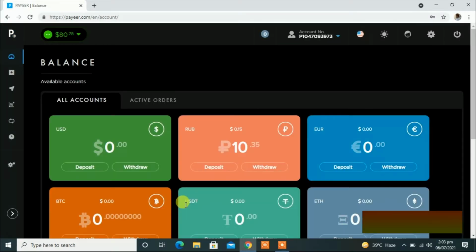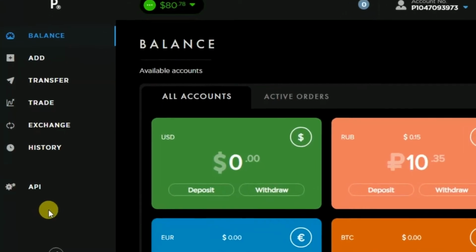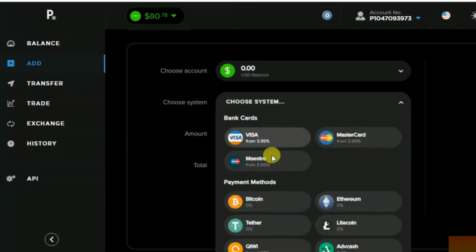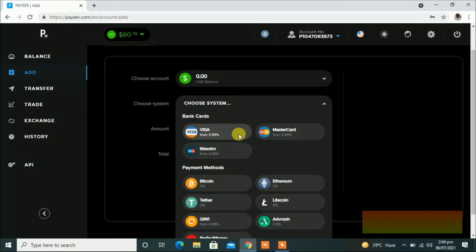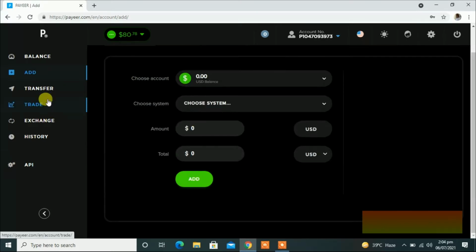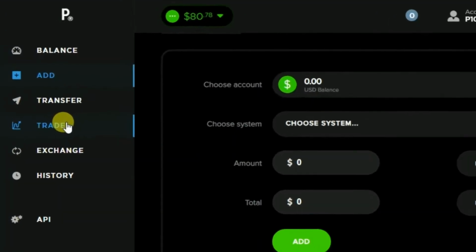After creating an account in Payeer, you will need to deposit some money to your account. There are different methods for depositing money. You can use Visa card, MasterCard, and many other methods. You can also use Payeer, Perfect Money, and other exchanges from where you can transfer your fiat currency to your Payeer account. After depositing money, you will be able to trade, buy and sell cryptocurrency.